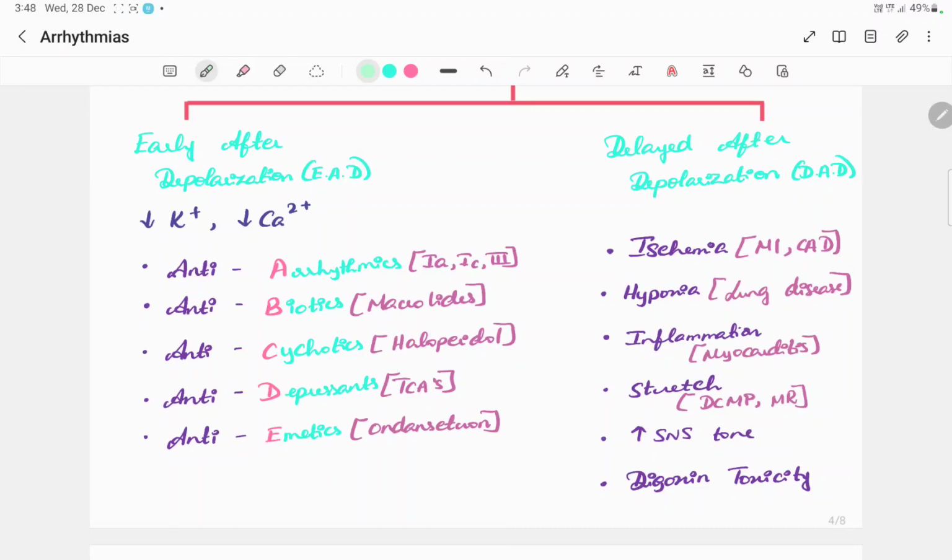Delayed after depolarization, the causes will be ischemia, hypoxia, inflammation, stretch, where there's dilated cardiomyopathy, mitral regurgitation, and then there's an increased sympathetic nervous system tone and digoxin toxicity. These are the causes for delayed after depolarization.